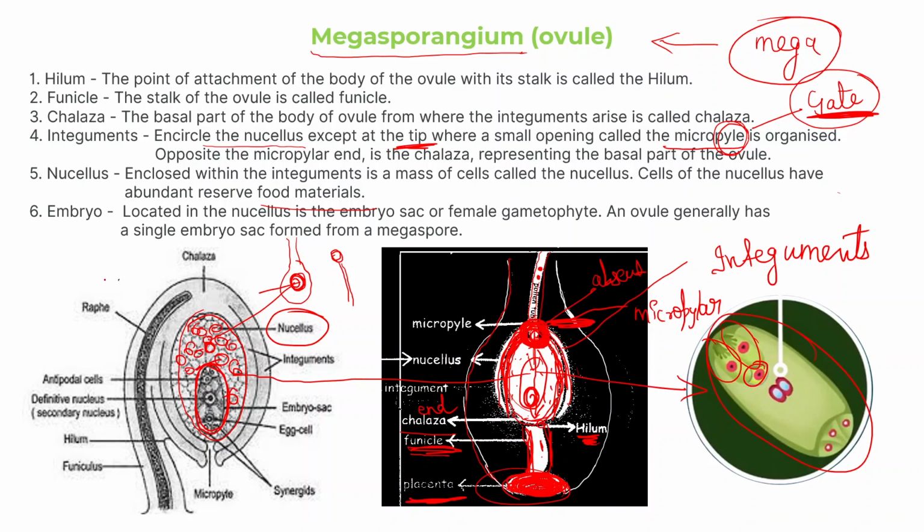Now, this structure is the same as this one. You could see that this funicle is down here, but the structure is the same. The portion where the integument is absent is micropyle. The extreme opposite of that one is chalaza, and the mass of cells is nucellus, having these layers called integuments. This whole structure of the ovule has the embryo sac, with the egg cell inside it. So this is what the megasporangium structure looks like.